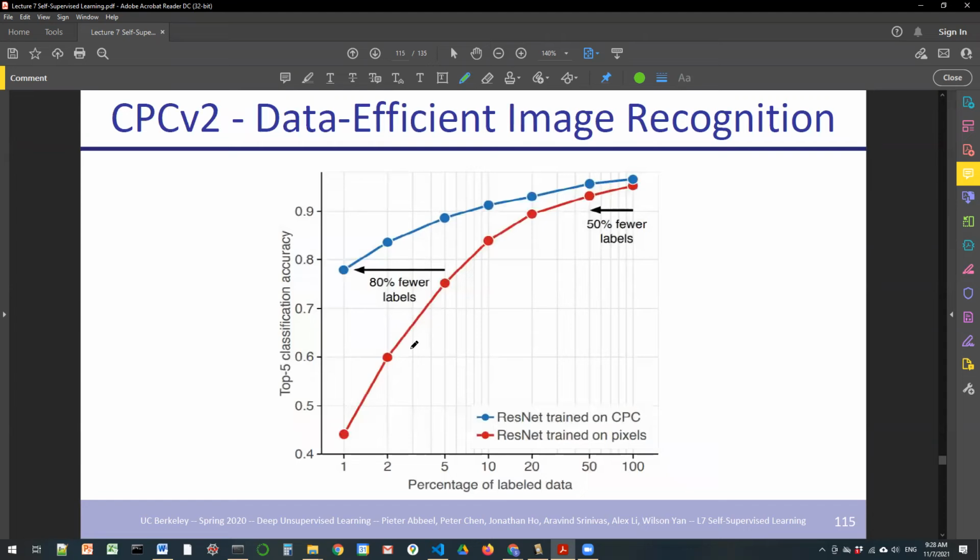Now, here's the other interesting or fascinating part that I think is relevant to people working in other domains like medical images and so on and so forth. So this red line is the line of supervised training, so ResNet trained on pixels, whereas you can think of the blue lines as the CPCV2. Now, along the x-axis is the percentage of labeled data. So let's say, and I'm going to make an arbitrary separation, this is a domain of high label data availability, so a high data availability domain.